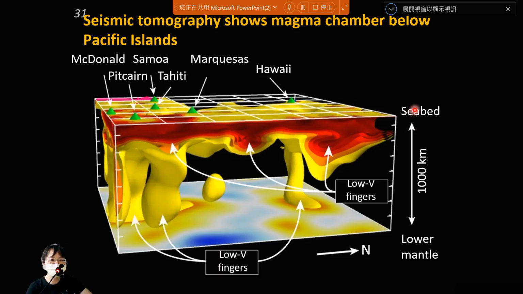Again, we want to use the fancy seismic tomography to scan the underground world. This is from seabed to lower mantle. And these are the names of the small islands. The color patches here are seismic wave velocity. The warmer color means low velocity part. Beneath these individual small islands, there is a huge magma chamber. So we have these low velocity fingers beneath the small islands. Therefore, seismic tomography shows us that yes, beneath these small islands produced by hotspots, we have a lot of magma. So they are indeed deeply rooted structures.